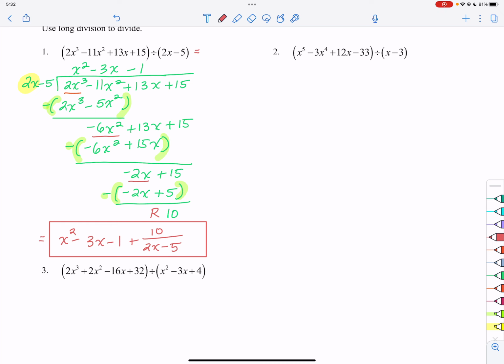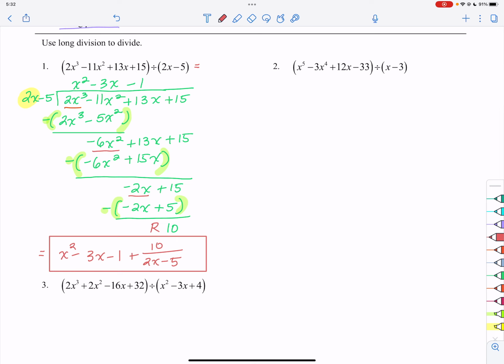So let's go ahead and try this second one. Now, as you can see, we have some missing powers here. We have an x cubed and we have an x squared missing. So that's kind of important. So let's go ahead and get this set up. Our divisor is x minus 3. And we have x to the 5th minus 3x to the 4th plus 12x minus 33.